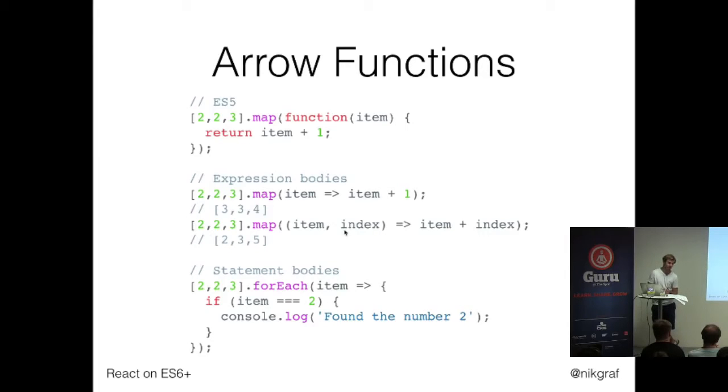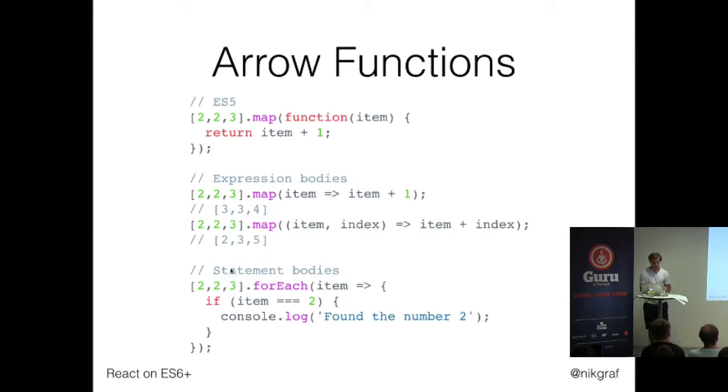As an alternative, if you want to use multiple parameters, and we know the mapping function gives the first parameter an item, and the second parameter an index, you can do that as well. Then you have to put it in parentheses. Yeah, and then you have the arrow function again, and the expression behind the arrow is returned.